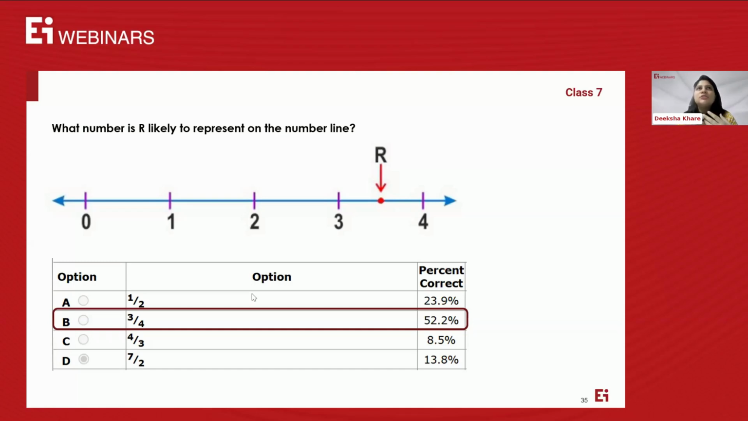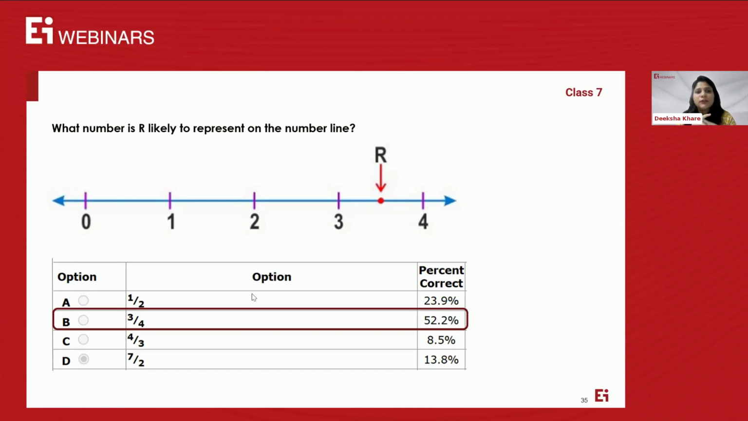Now, how can you as teachers address this during your teaching? So say for example, show them where 1 by 2 is, show them where 2 by 3, 3 by 4, 4 by 5 are. So in general, show them where n by n plus 1 is. That way, they will realize that all such numbers are between 0 and 1, right? So this is one of the strategies that maybe you can try out in your classrooms.